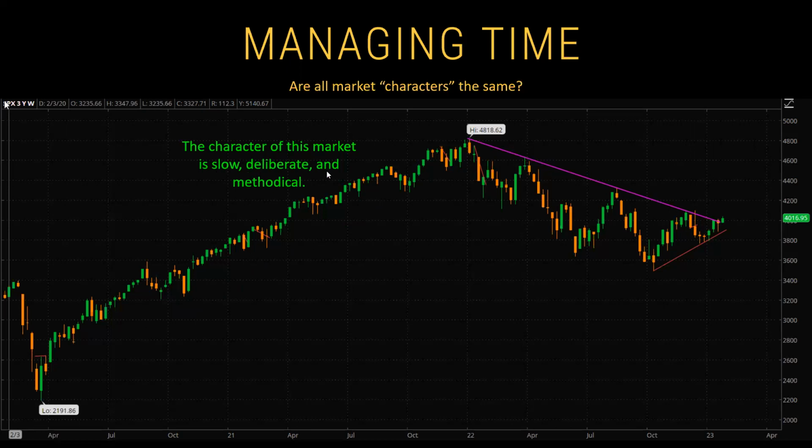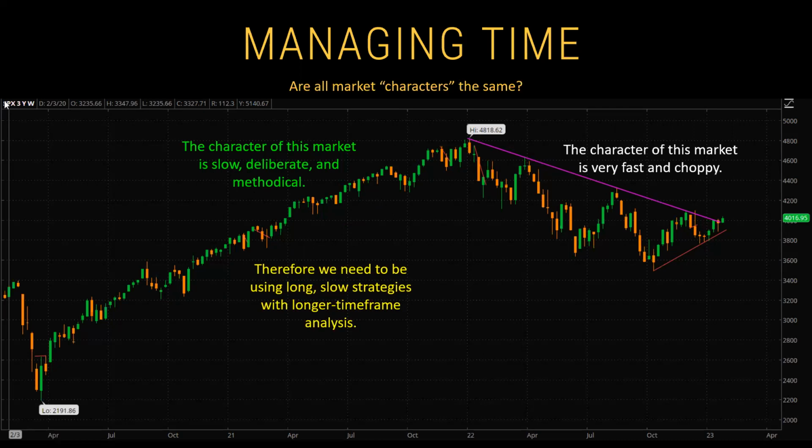So this is a slow, deliberate, methodical market to the upside. It's that upside grind that we all love. Makes everybody look like a genius. Therefore, we need to be using long, slow strategies with longer time frame analysis. We need to slow down our analysis. On the other hand, a corrected market is very fast, very choppy. We need to speed up our strategies and our timeframes.